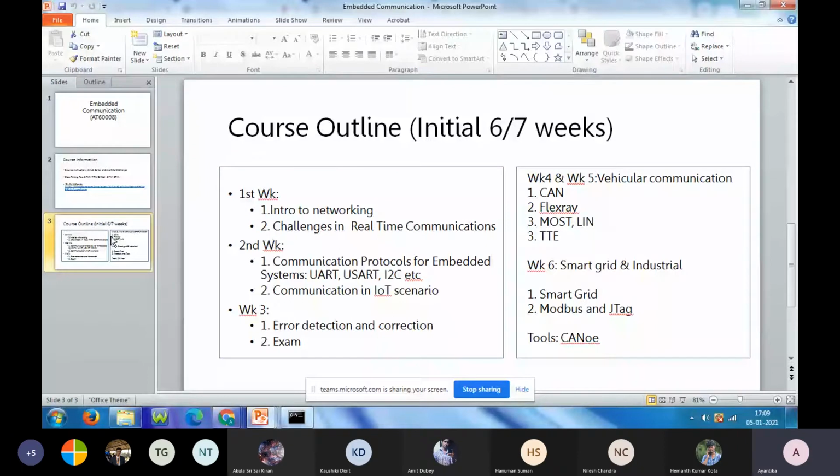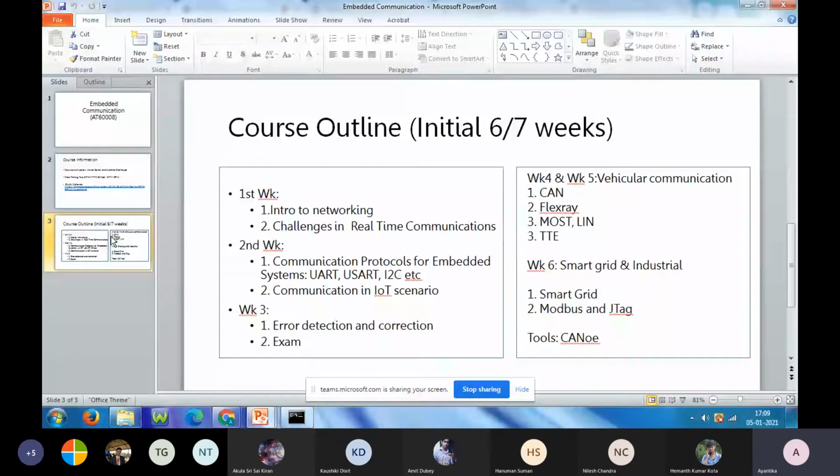After that, we will talk about typical communication protocols for specific domains, like vehicular communication. There we will talk about CAN. Some discussion of CAN we had in our fundamental course. I don't know, a few of you must have attended that course also. And then FlexRay, MOST, LAN, time-triggered Ethernet. These types of communication are required in vehicular communication, which is one of the most prominent applications of embedded systems.